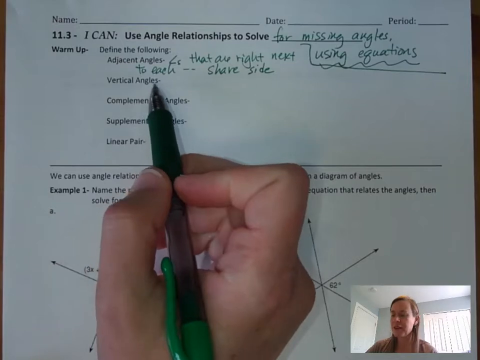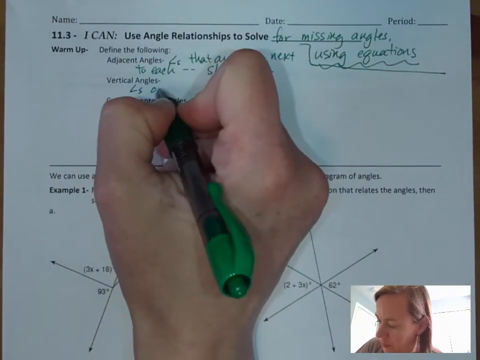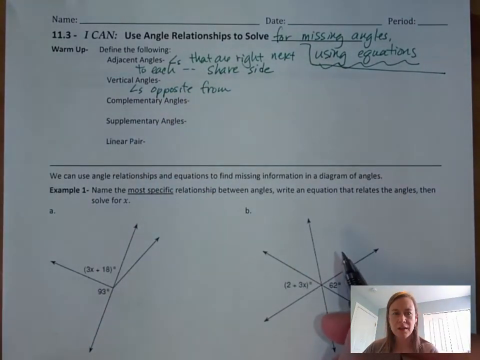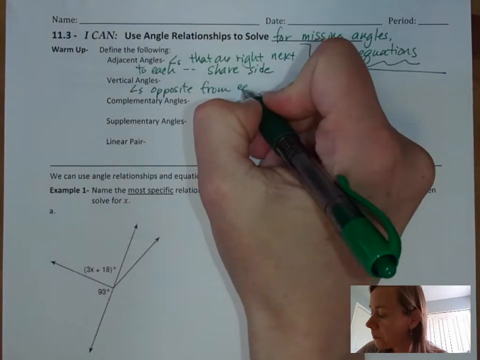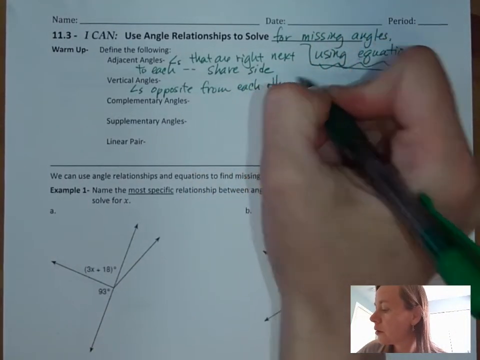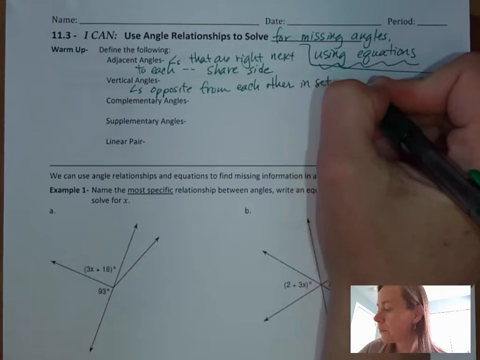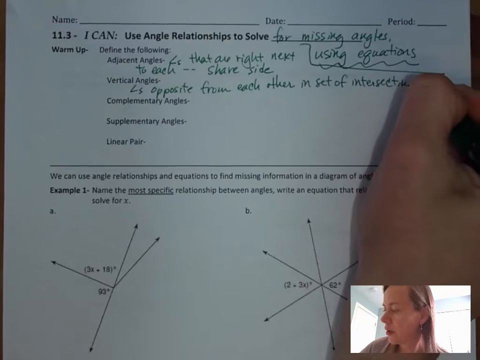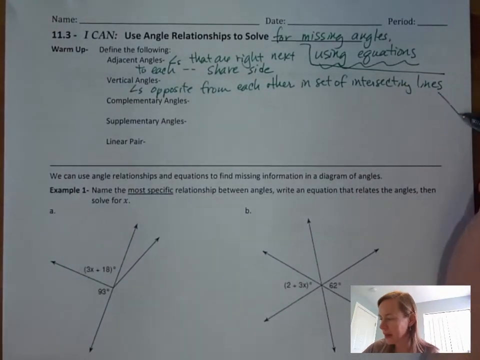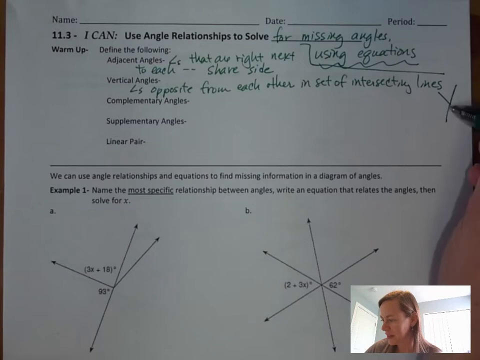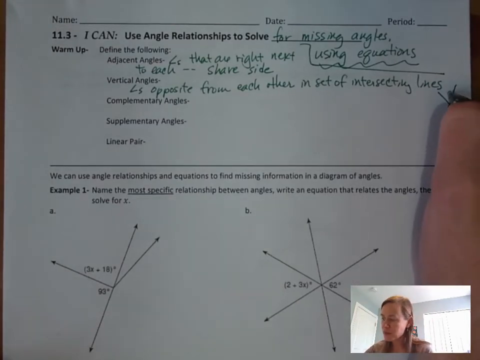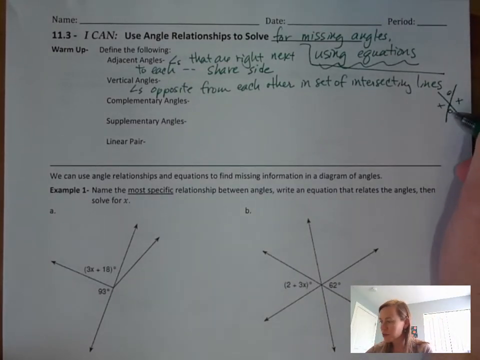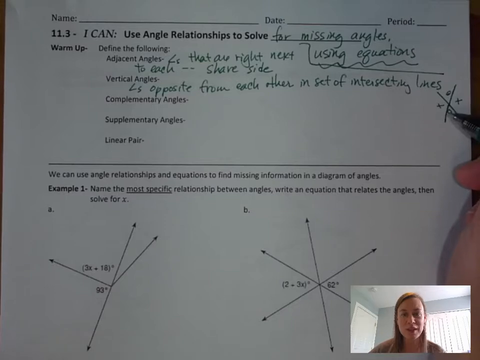Okay, what about vertical angles? Those are angles that are opposite from each other, like across from each other, in a set of intersecting lines. Okay, now just a quick picture. That's where you have the big X, or you could think of it as two V's with V standing for vertical. And your vertical angles would be like here and here. Or you could think of them as here and here. And vertical angles are always congruent, so those will have the same measure.